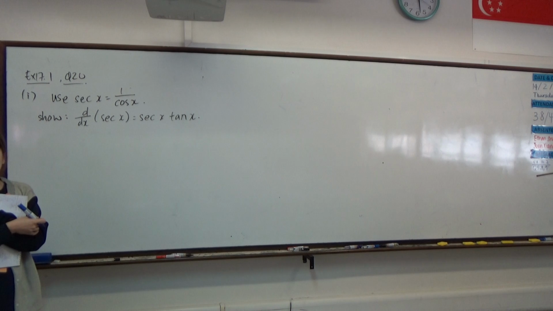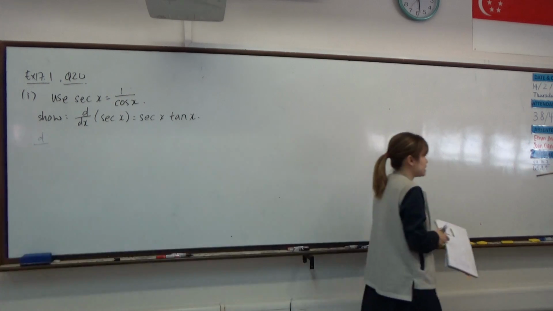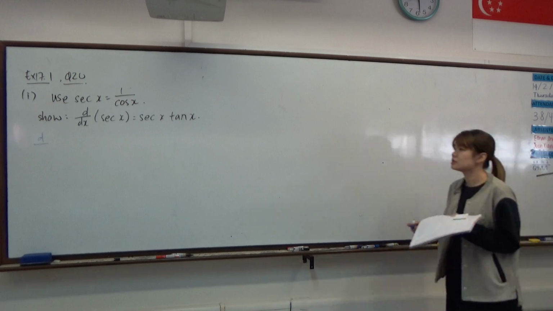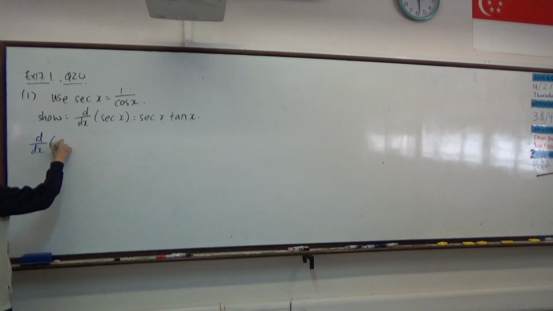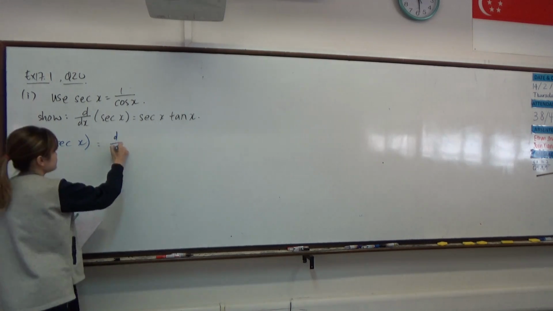The derivative of secant x is going to be secant x times tangent x, yes. Okay. So how should we go about doing this? How do we differentiate secant x, knowing that secant x is 1 over cosine x? How to differentiate 1 over cosine x? What should we do?